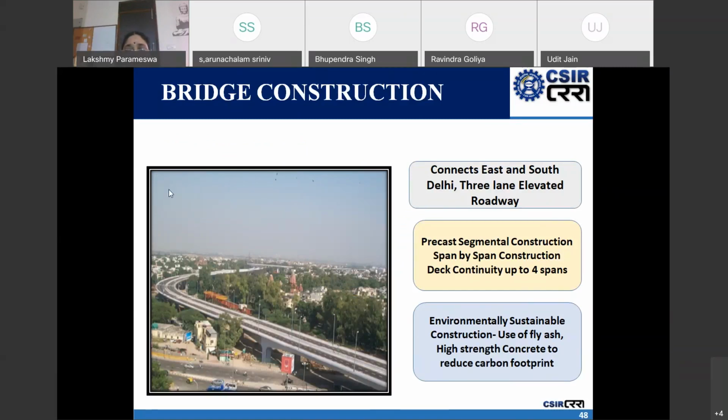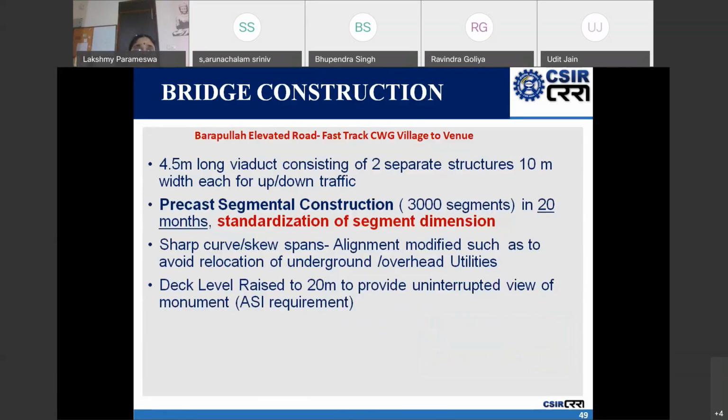For example, this is the Barapullah elevated roadway where precast segmental construction was done. And again, as I told you, it is a continuous structure, so the continuity is there up to 4 spans. Again, it is environmentally sustainable construction, because fly ash and high strength concrete have been used to reduce the carbon footprint. And there, some 3,000 segments were constructed in 20 months. That was possible because of the standardization of segment dimensions.